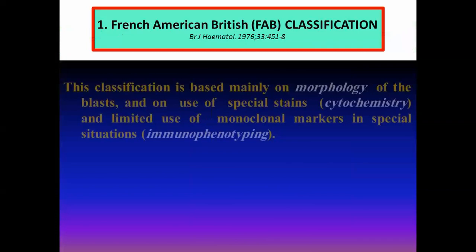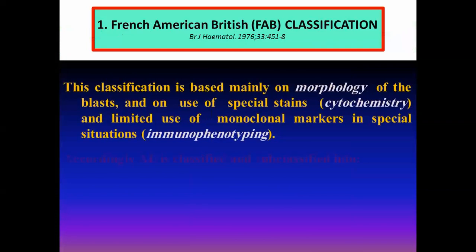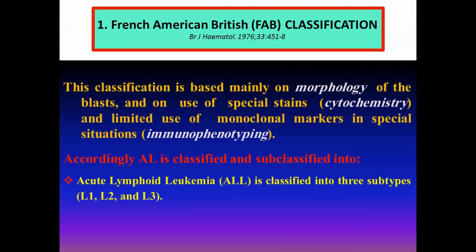This is the FAB classification: French, American, British classification. We call it the FAB classification. This is so common. It is based on the morphology of the blast, on the use of special stain cytochemistry, and on limited use of monoclonal markers in special situations, immunophenotyping.